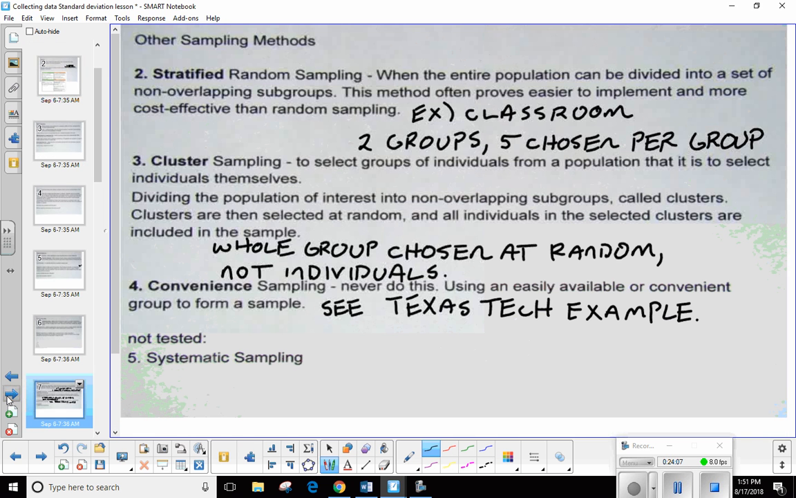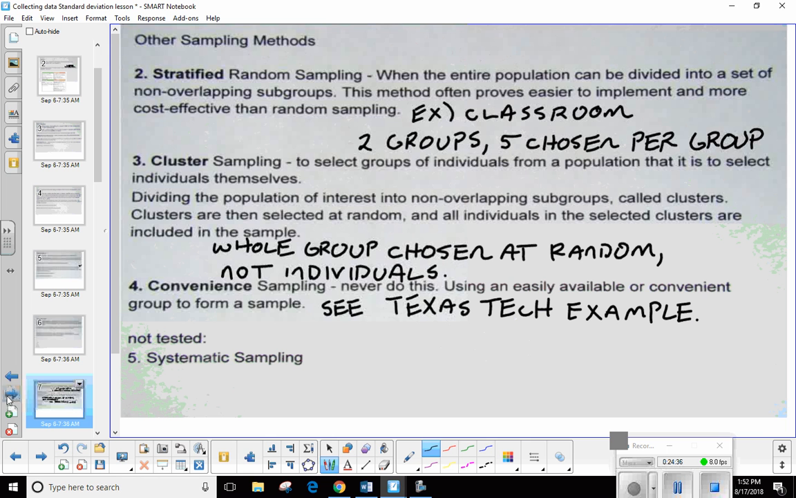All right, stratified random sampling. When the entire population can be divided into a set of non-overlapping subgroups, this method often proves easier to implement and more cost-effective than random sampling. So what I wrote here was the example of a classroom. Maybe you go ahead and divide all the students in the class into 2 groups, and then out of the 2 groups, you randomly choose 5 people or so. Okay, that's what we're talking about.